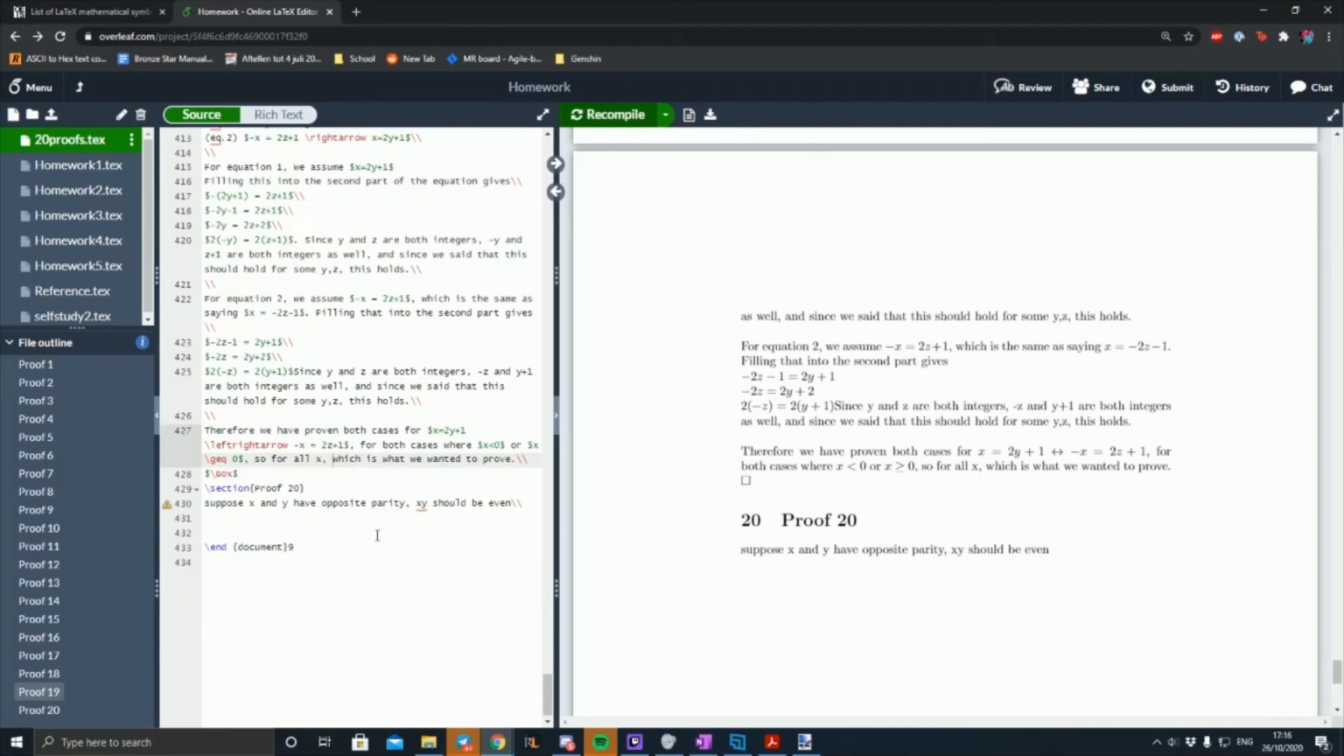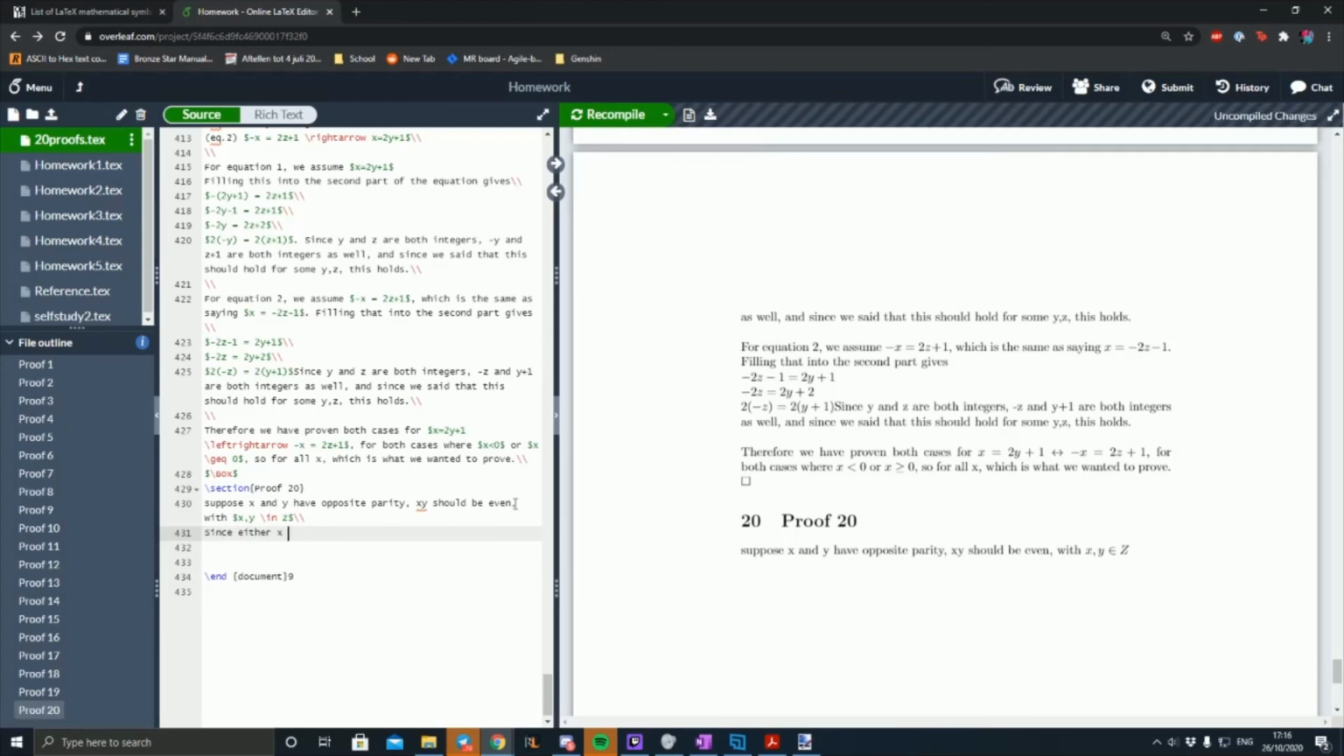Okay. The last one, salvation, guys. Suppose x and y have opposite parity, x, y should be even. And then of course with x, y in natural numbers, or it could also be in all integers. You're almost there. Yeah, and this last one is really, really easy. So do you guys know what opposite parity means? Yeah. Sick.